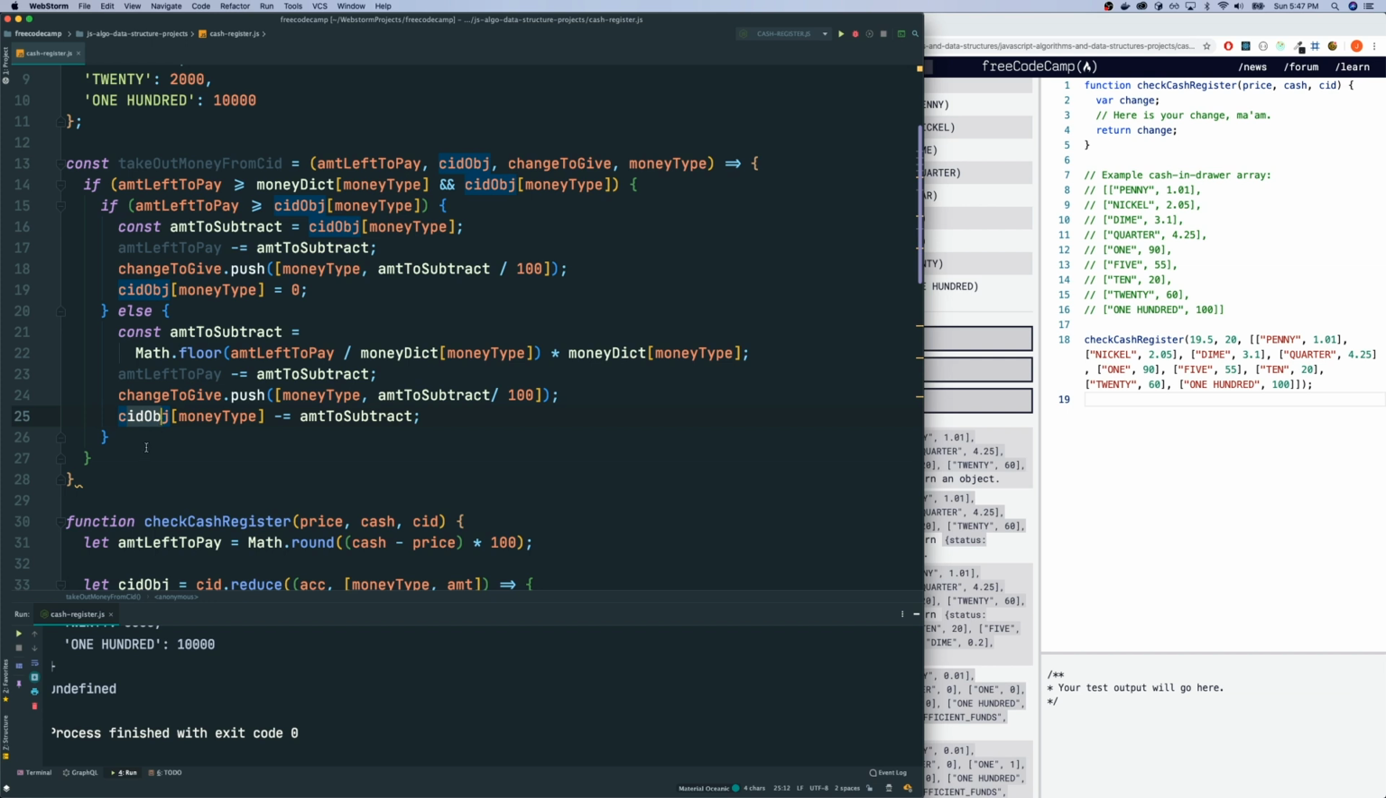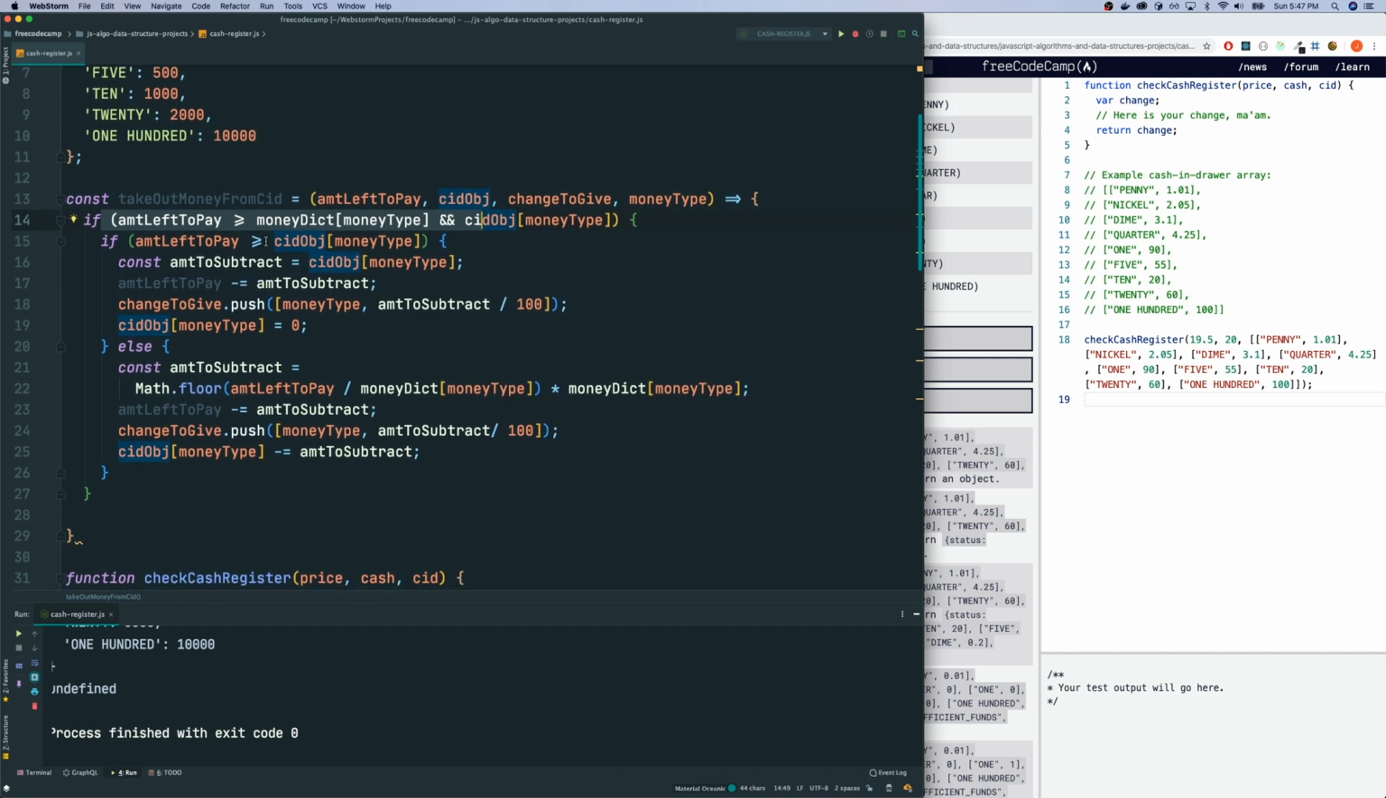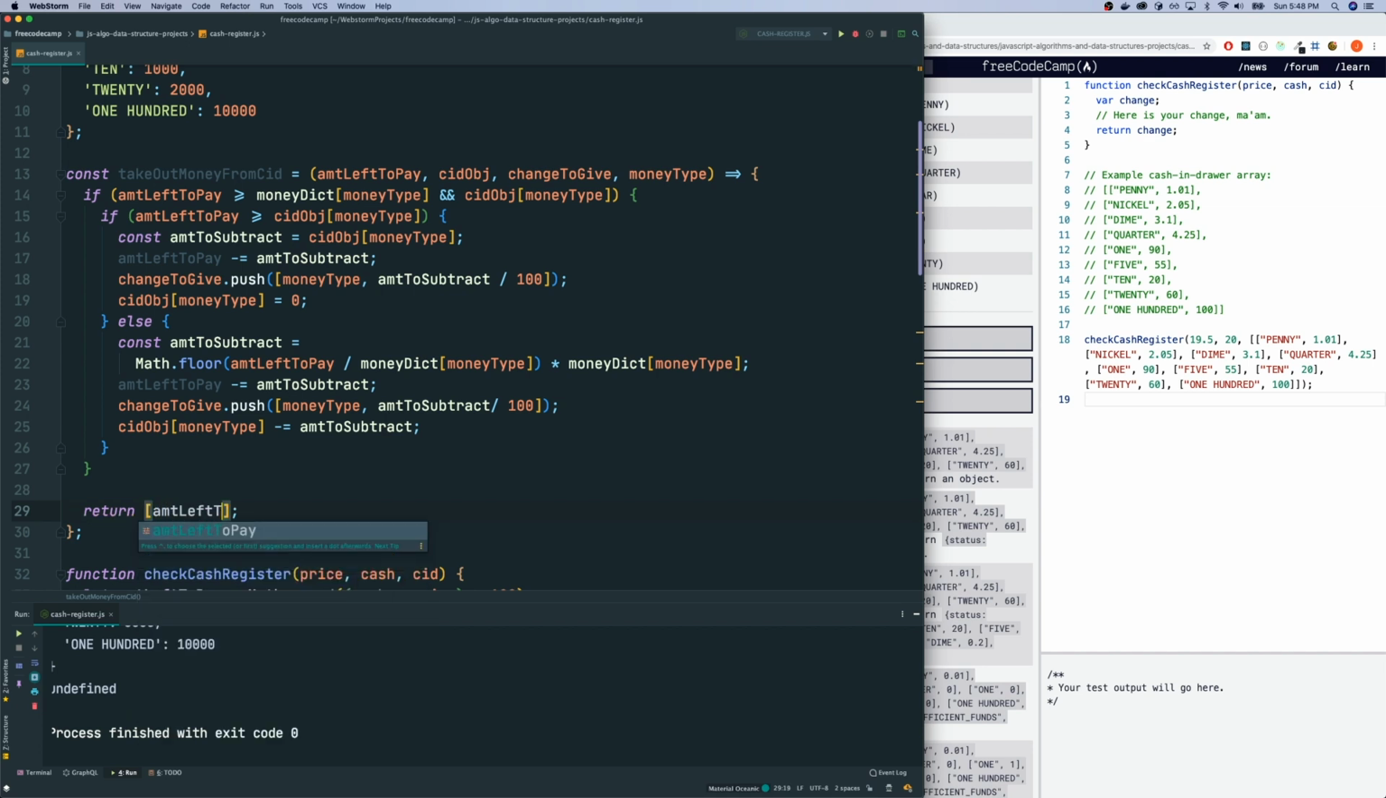Now, at the end of it all, we have either subtracted things from this, added to change to give, and subtracted from CID object, or if we never satisfied the if condition, meaning the denomination was too big so we can't take out any money from there, or we had no money in that denomination, we just return what we have given the function, right? No matter the case, outside of the if, we're just going to return, and there are multiple ways to return this. I'm just going to return an array of the objects that I need: amount left to pay, CID object, and change to give.